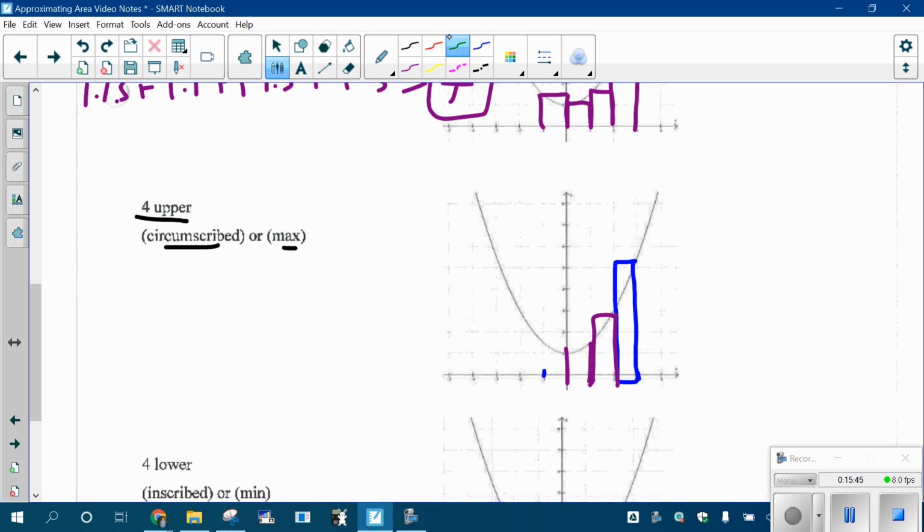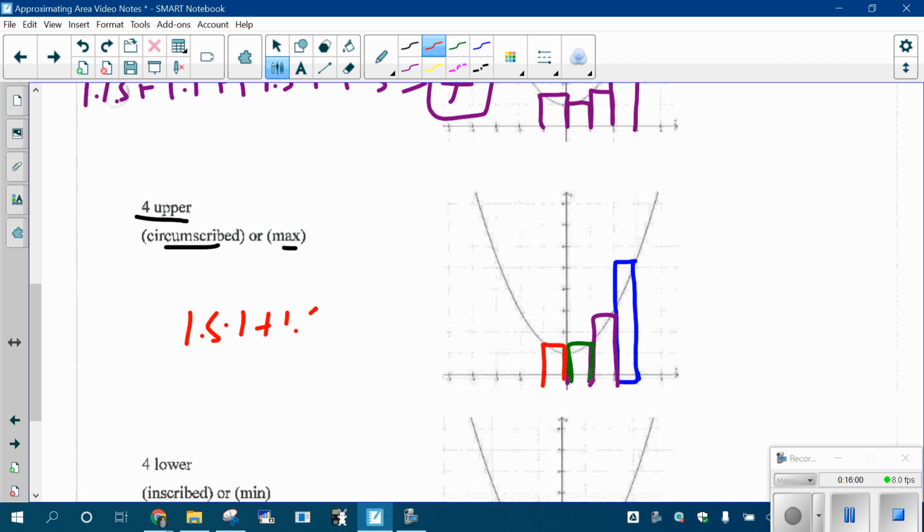For this one, I will use the right side as well. For this one, just trying to color. For this one, I will use the right side as well. For this rectangle, I'll use the left side because that would make it bigger. Now I've ensured that all of those rectangles are bigger. So it's definitely going to over approximate.